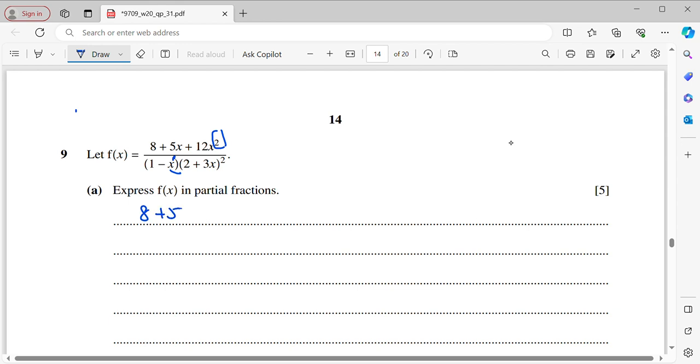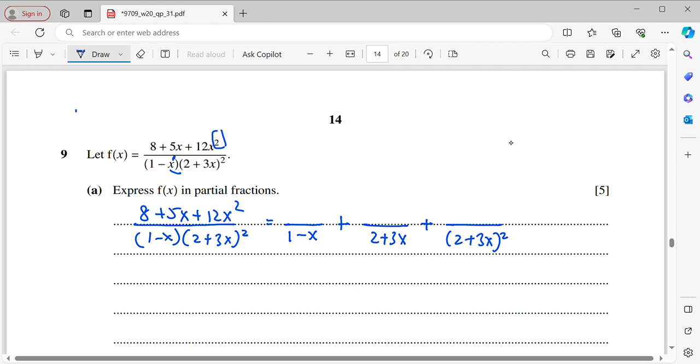So now (8 plus 5x plus 12x squared) over (1 minus x) multiplied with (2 plus 3x) squared. The first one is 1 minus x, therefore just rewrite. And then the second one is the square of 2 plus 3x. This is the repeated factor. So I will start with degree 1 for 2 plus 3x, followed by degree 2 for 2 plus 3x. Since all these are linear factors, the numerators will be constants A, B, C. Then you get the same denominator as in the left hand side.